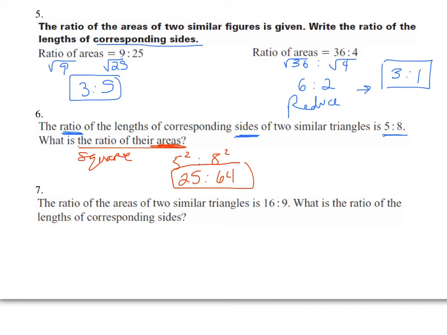In number 7, they give you the ratio of the areas is 16 to 9, and you want to find the ratio of the sides.